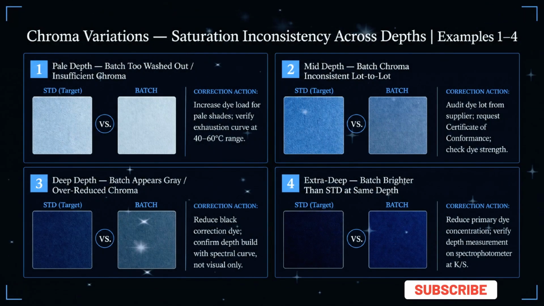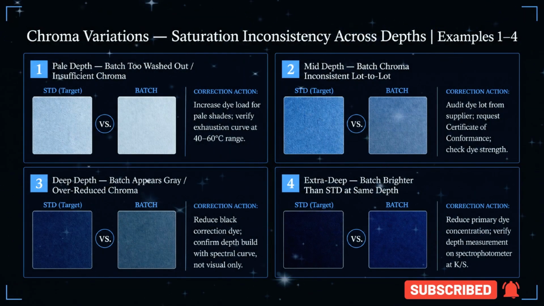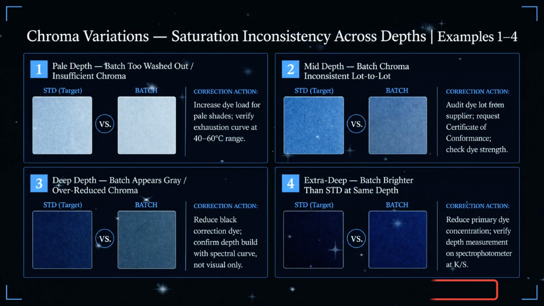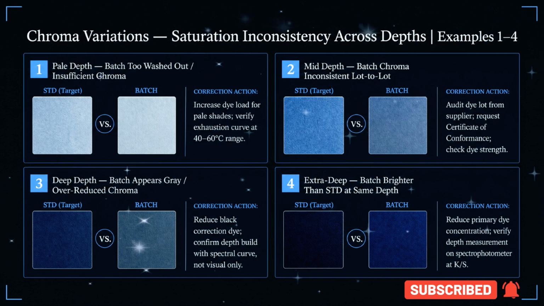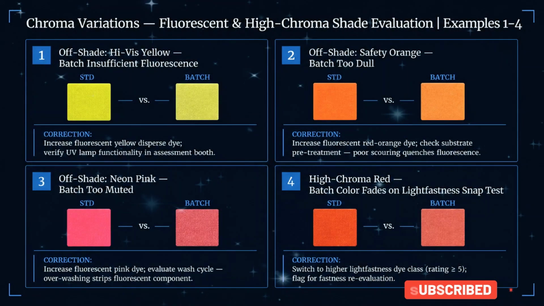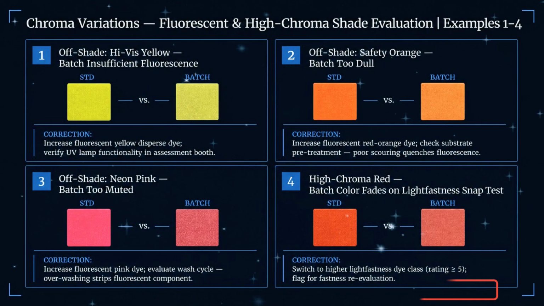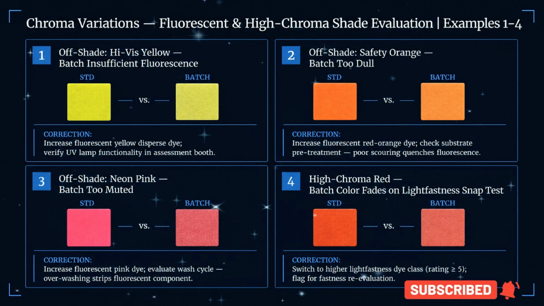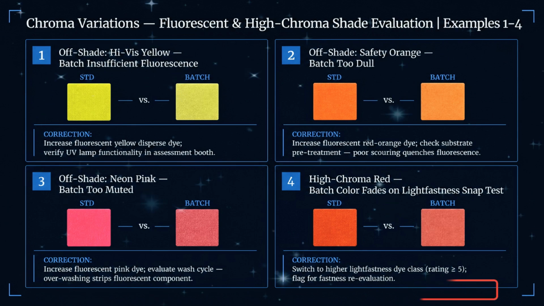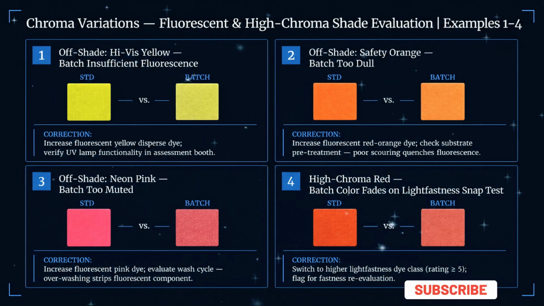The final chroma section covers saturation inconsistency across different depths. Examples include batches with insufficient chroma at pale depth and inconsistent lot-to-lot chroma at mid-depth, with appropriate correction actions. We now examine chroma variations in fluorescent and high chroma shades. These examples show corrections for off shades like high-vis yellow, safety orange, neon pink that are too muted, and high chroma red that fades in a light fastness test.